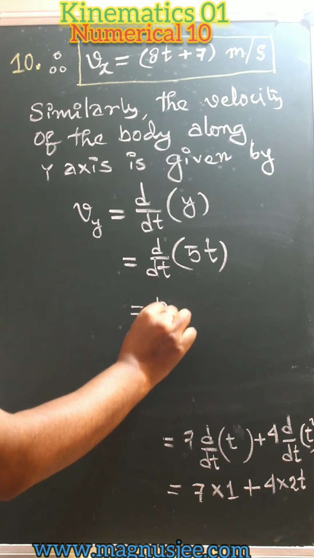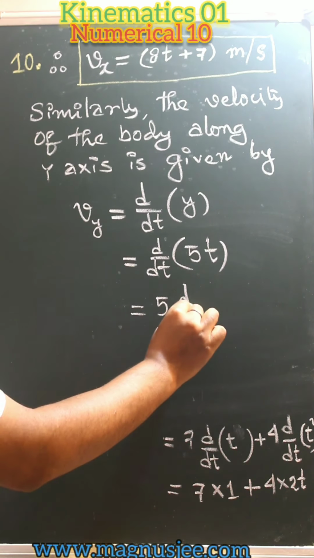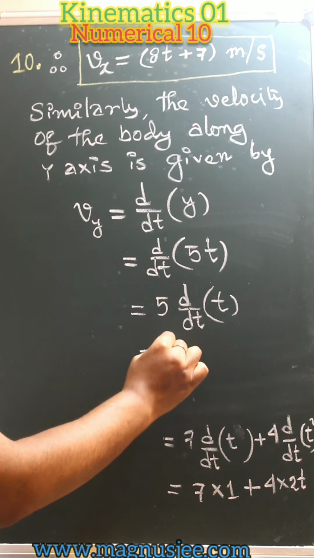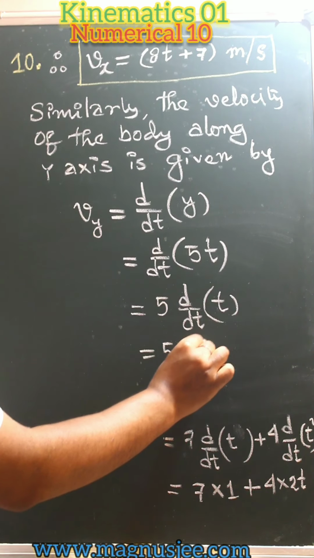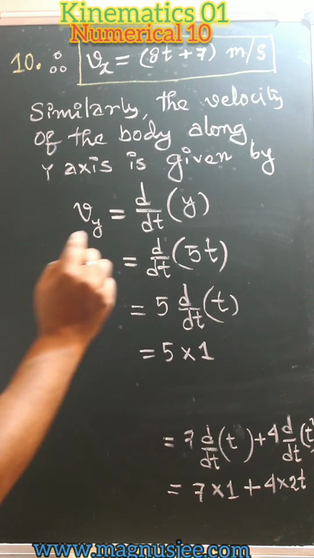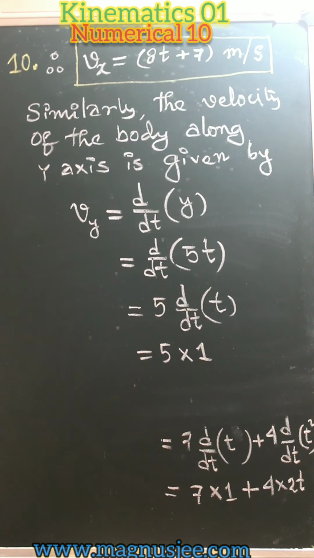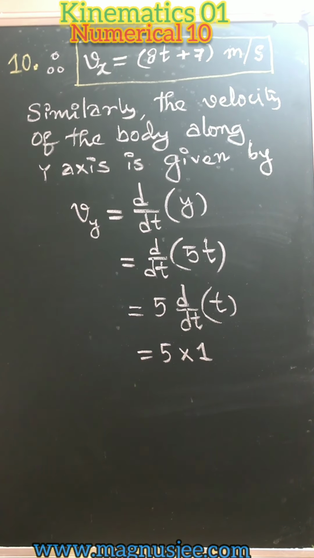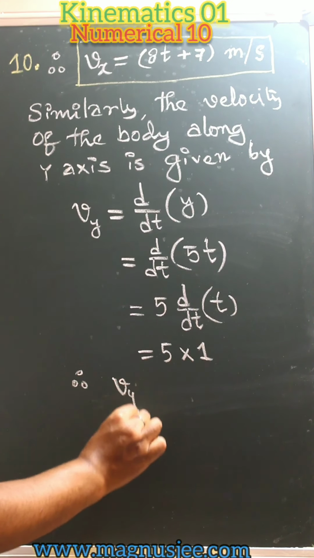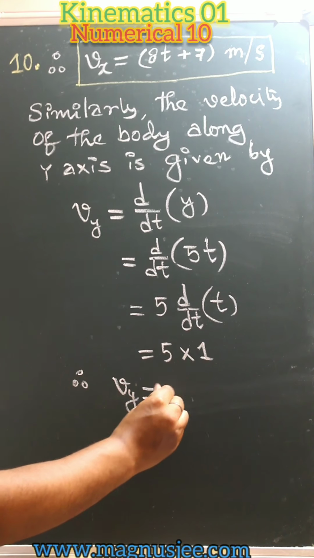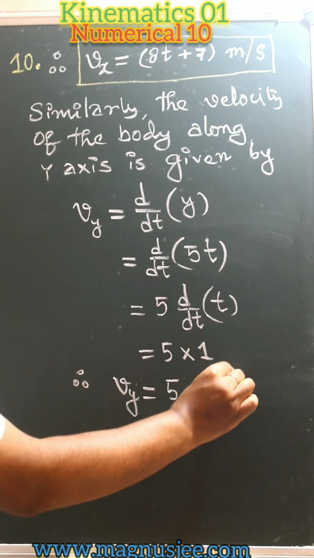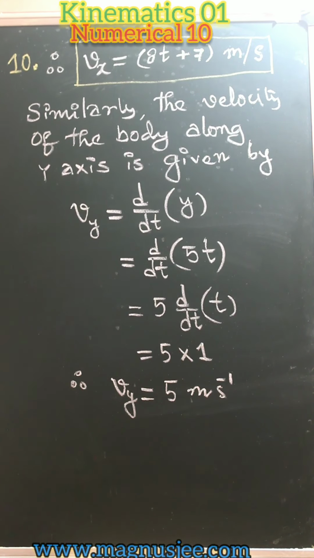Now 5 is constant, we can bring 5 outside the d by dt operator. 5 into d by dt of t, and d by dt of t is 1. So hence we get the velocity of the body along y-axis as Vy equal 5 meter per second.